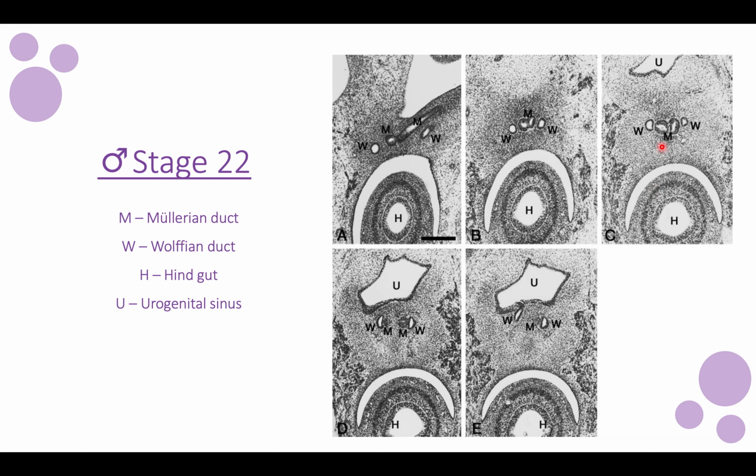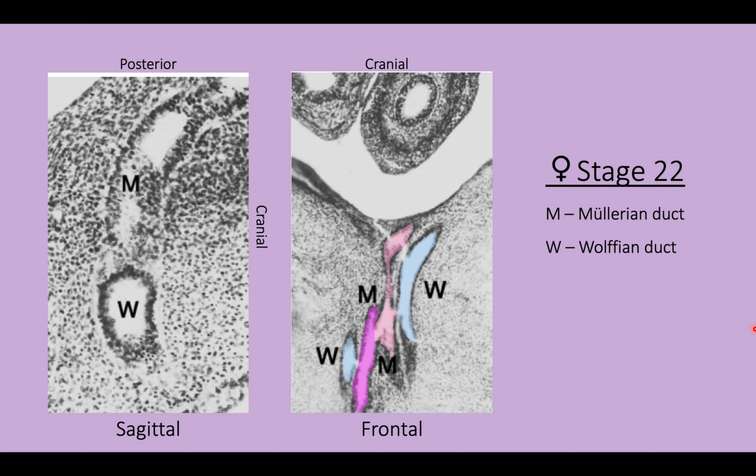To the left, we have a sagittal section of a stage 22 female embryo. And to the right, we have a frontal section of the same stage 22 female embryo. In the sagittal section, you can see that the Mullerian duct has lost its lumen and basement membrane and has continued as a cell mass within the basement membrane of the Wolffian duct.